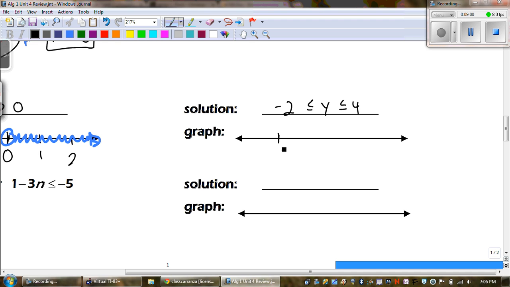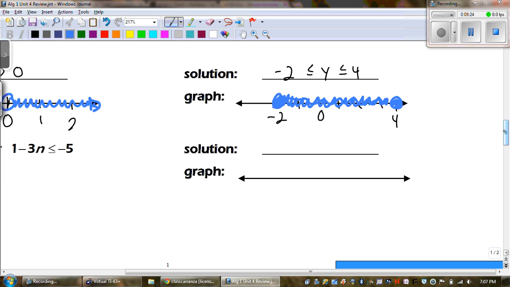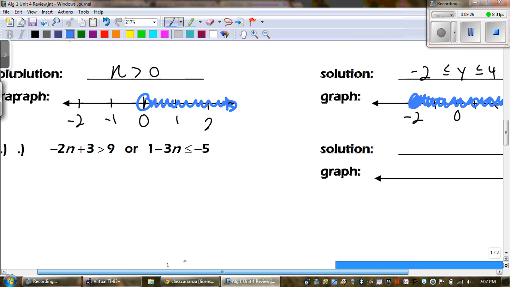Okay, so now when we're drawing our graph, there's negative 1, there's 0, 1, 2, 3, and there's 4. Okay? So at negative 2, we're closed. At 4, we're closed. And this is an AND graph, so we shade everything in the middle. All right, one more on this side.